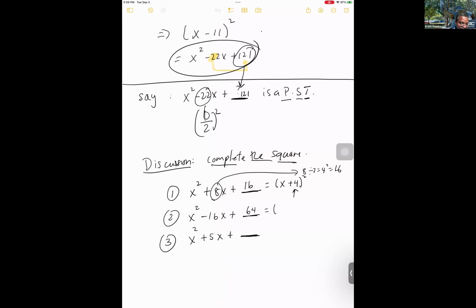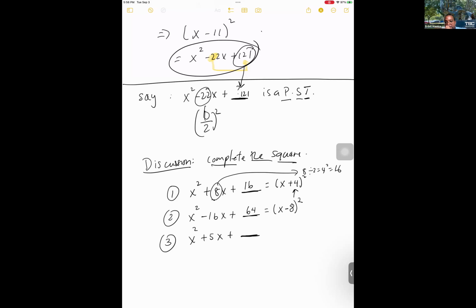Maybe I got 8 and 8. It's going to be x. Is it plus 8 or minus 8? That's right. It's going to be x minus 8 squared.